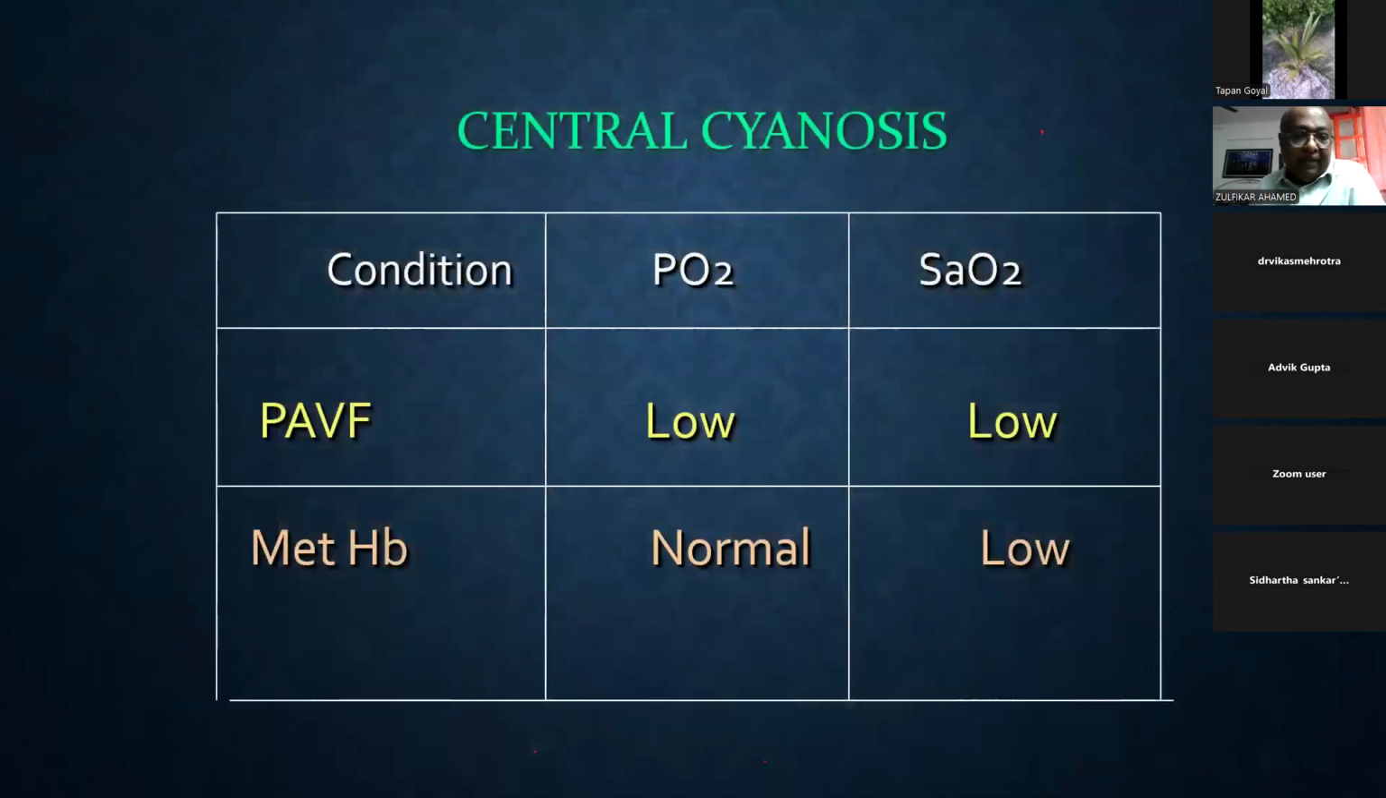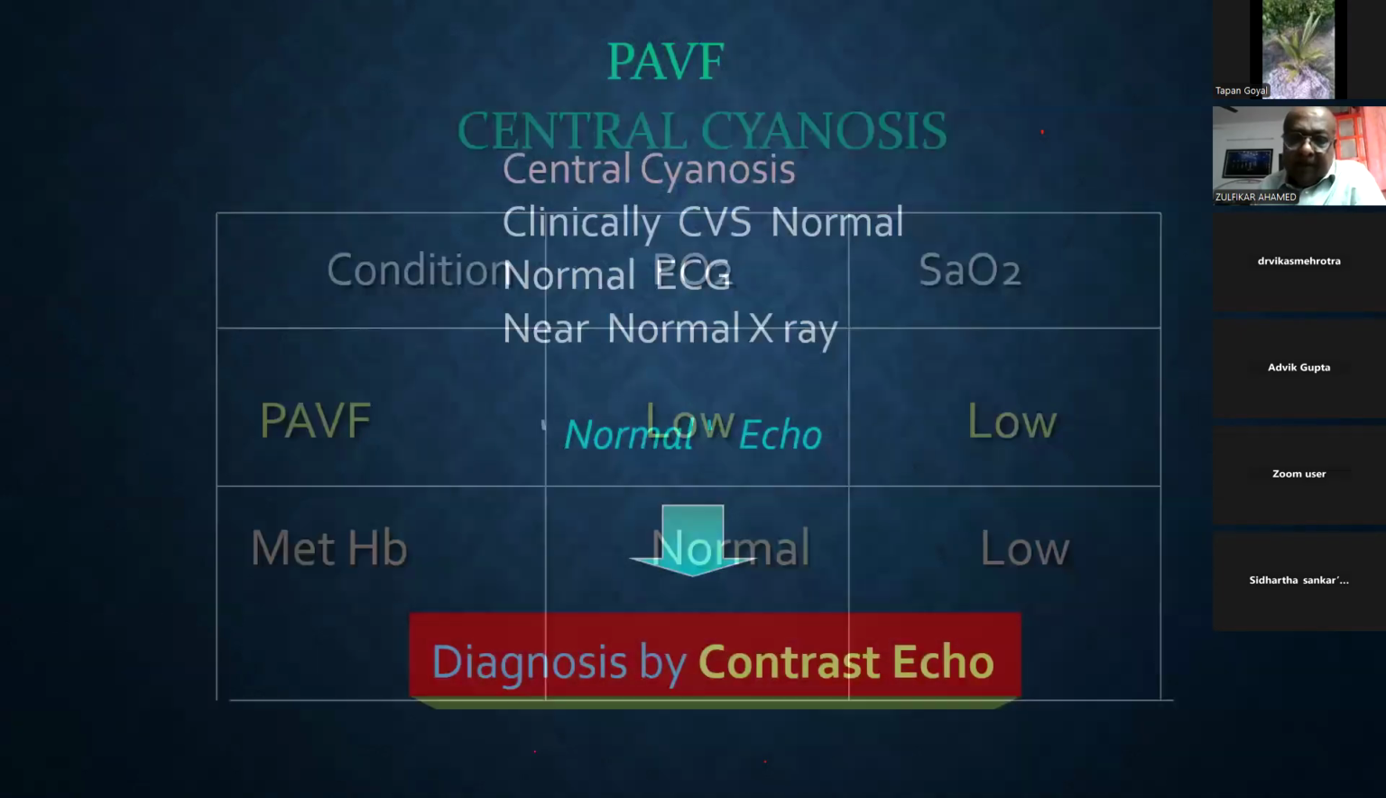So basically the difference will be between pulmonary AV fistula and methemoglobinemia, because methemoglobinemia also can present like this. Well, the point is PO2 in methemoglobinemia will be normal. So ABG will be enough to direct you to the possibility of a pulmonary AV fistula.